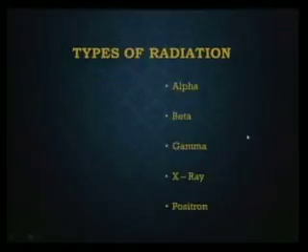So there are four main types of radiation that we're going to be talking about: alpha radiation, beta, gamma, and X-ray radiation, as well as positron emission.